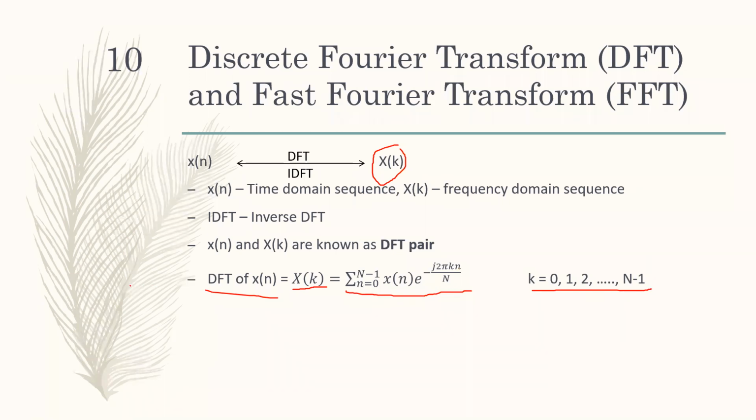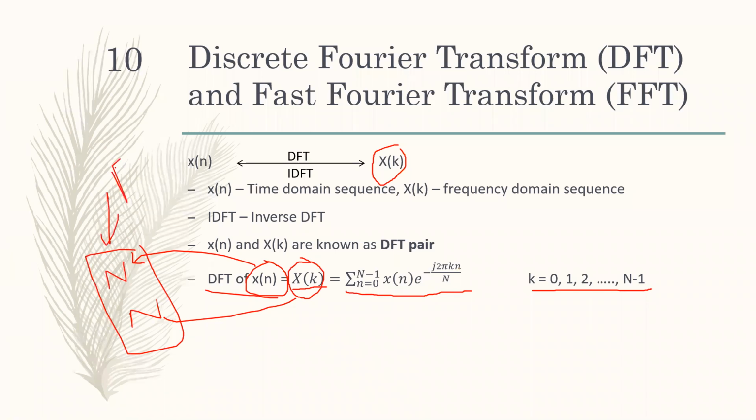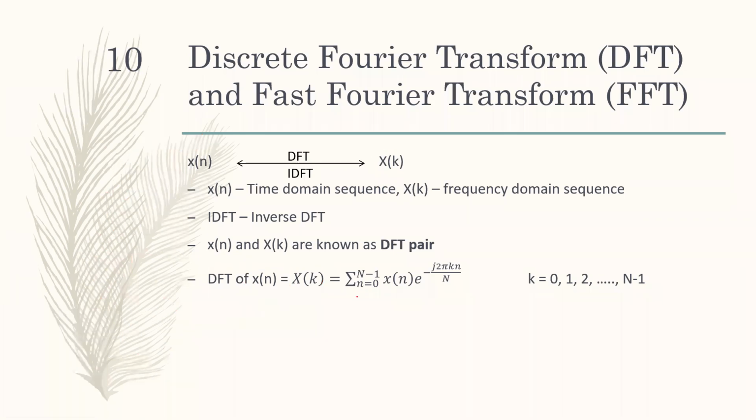Now, one thing to note is the given sequence x of n will have N number of samples, and its DFT also will have N number of samples. Another thing to identify is that these two signals are periodic in nature. That's why you have the limits in the range of 0 to N minus 1. So 0 to N minus 1 in discrete implies you have a total of N samples.